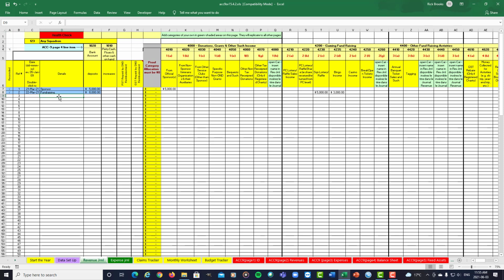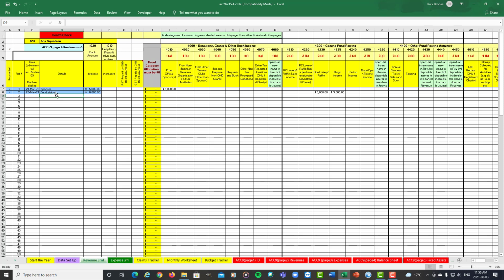Okay, I strongly suggest when you first start doing the ACC9, you spend time reading through all the different categories on the right to get a feel for where you can put the money. You'll also notice that some of the categories are highlighted in a light green instead of yellow, and those are ones that you can change and put your own fundraising activity in. Just make sure you get it in the right major category.